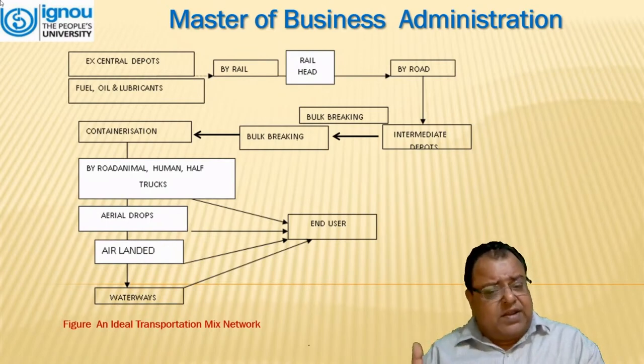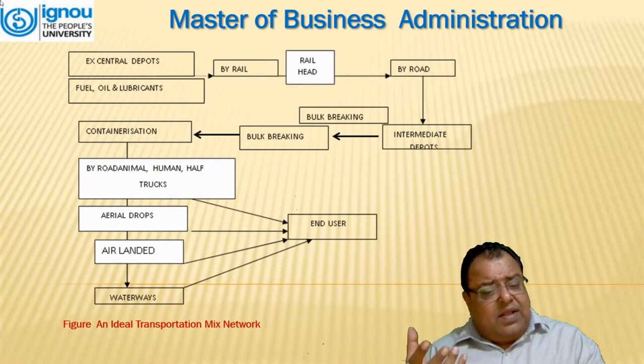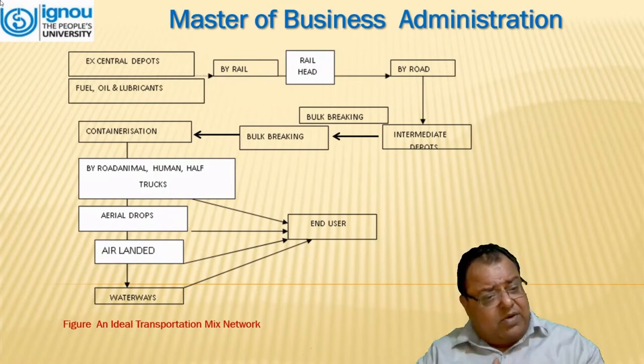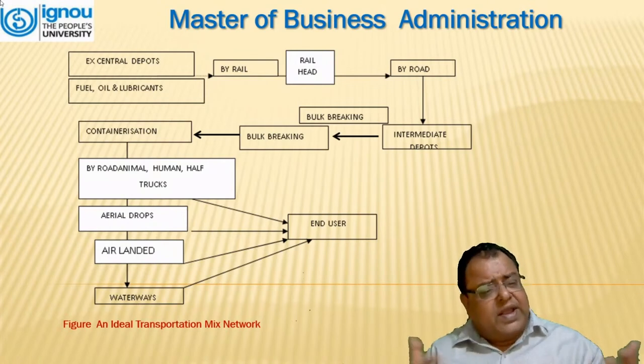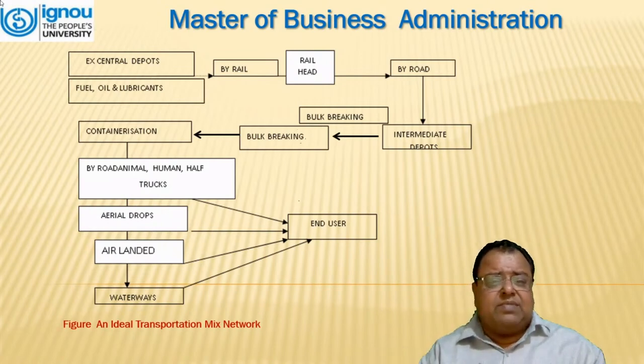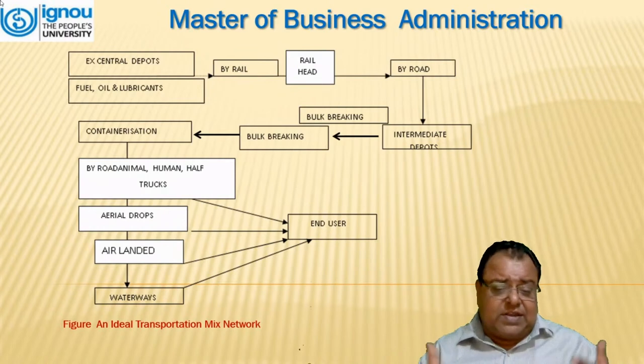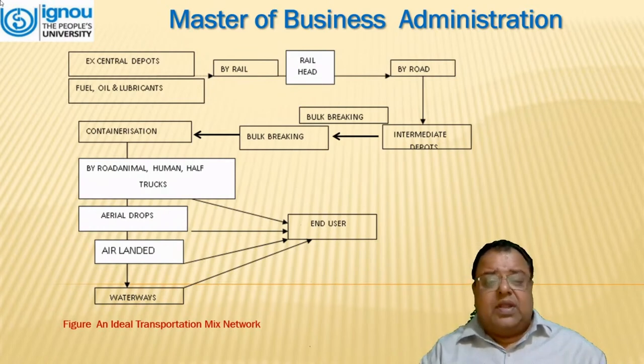The other ways are how the end user gets the product. It can be by road, animal, human himself, half trucks, aerial drop, air landing, or by waterways. And these are the different transportation methods which are being deployed universally for providing the services as well as goods to the end user. With this, we will be concluding the session and we will be continuing in our next session with this part.